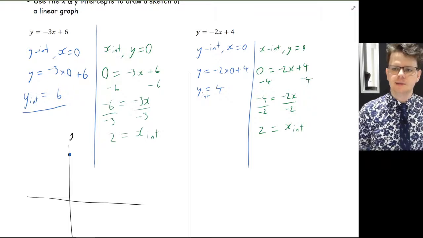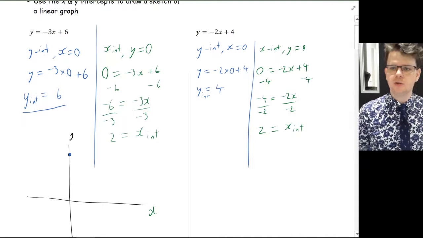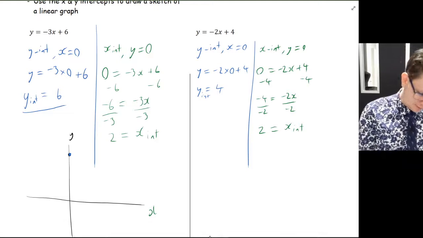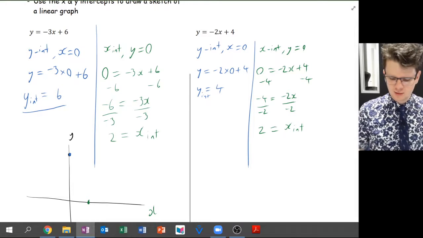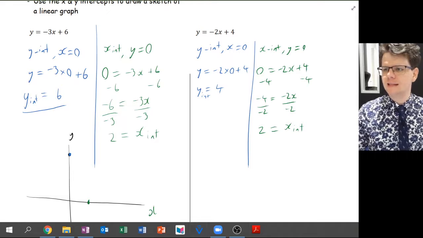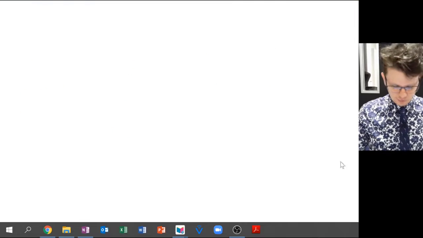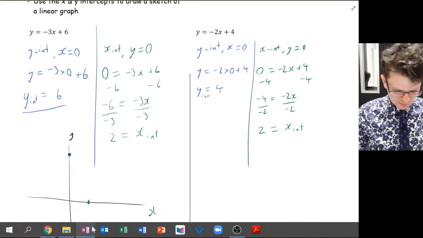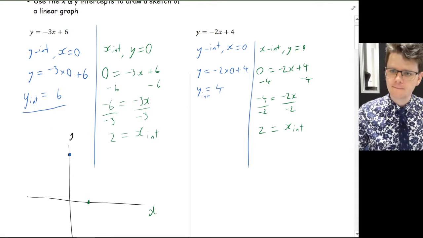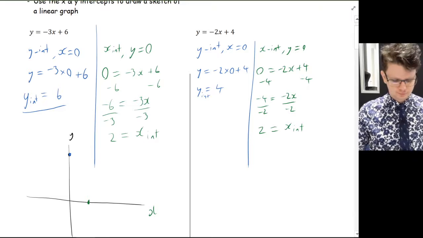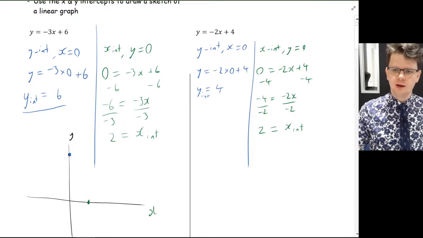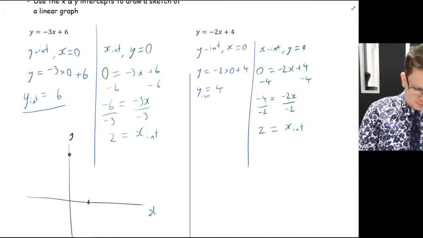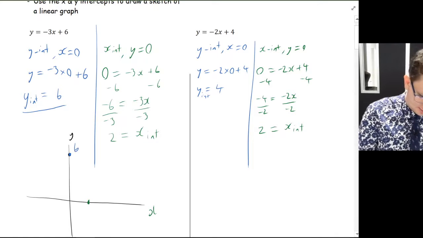Where on the x-axis is 2? Well, if this is 6, this is about 2. And for neatness sake, apologies, programs are just opening up on their own now. So, without having to do anything, I should probably label these. So this one was 6, and this one was 2.